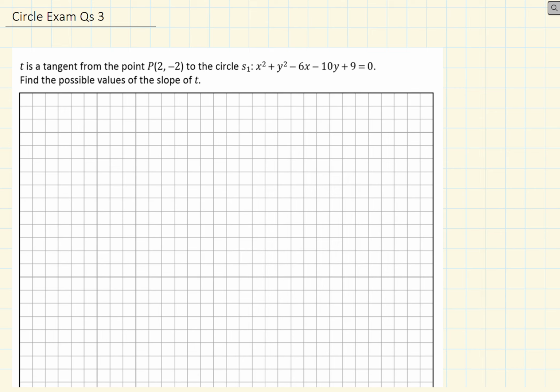So always with any circle question, there are three key approaches. If possible, you're going to find the center, you're going to find the radius, and you're going to draw some sort of sketch to help you, or at least get some attempt marks. So if we have our circle, there's our circle S1, and we'll say maybe our point 2, minus 2 hits there, and we could have a tangent traveling this way. We could have a tangent traveling this way.